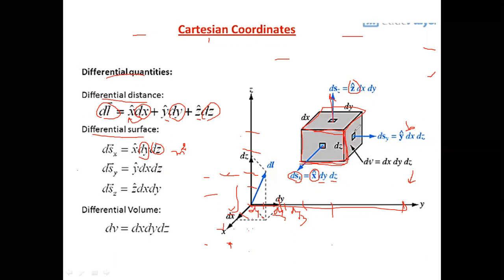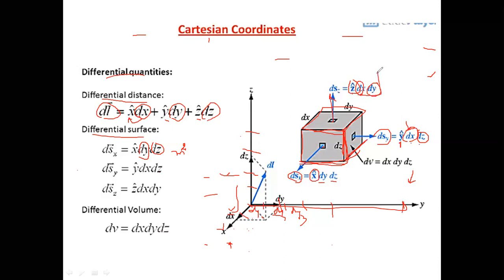Similarly for the dsy, the length and the breadth will be, this is dz and this is dx. So the dx multiplied by the dz means two lengths will get the surface on the y direction. Similarly, dx into dy.